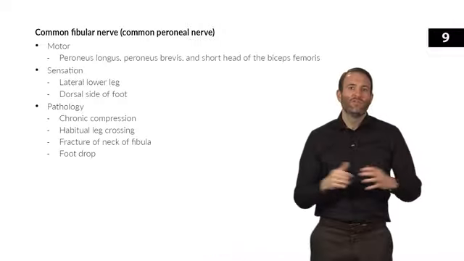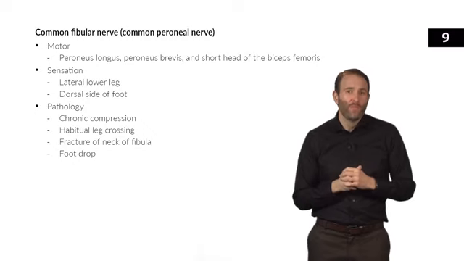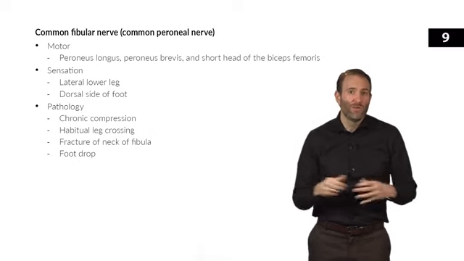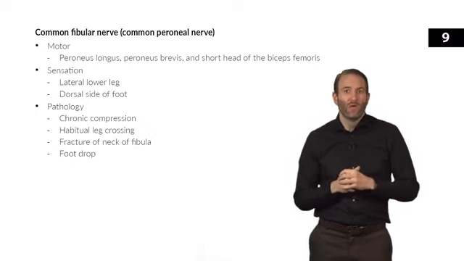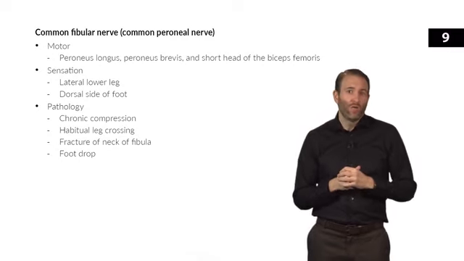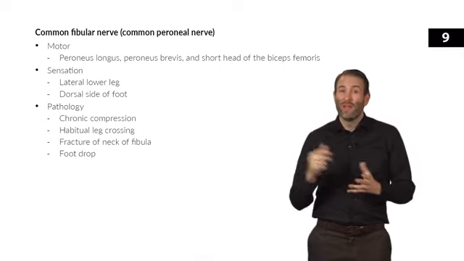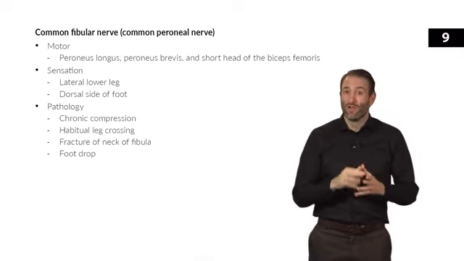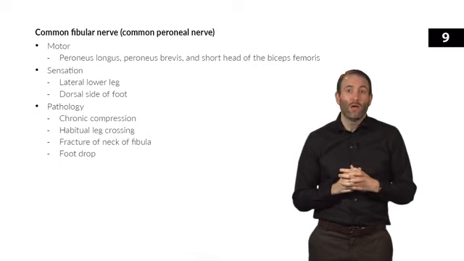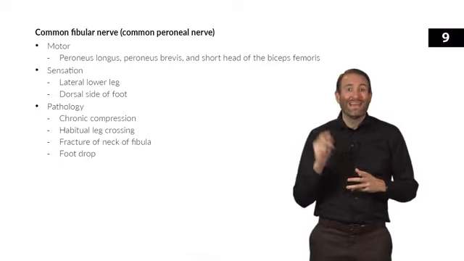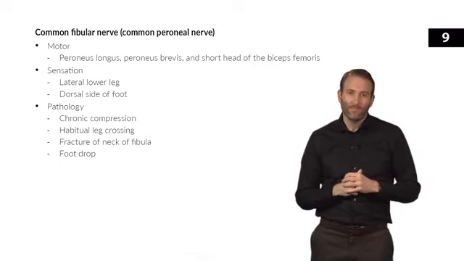Now, damage to this nerve typically results in a foot drop. So you lose dorsiflexion. The patients can kind of drag their foot along when they walk. Patients can get what's called a peroneal neuropathy, where patients will develop problems from chronic compression, like prolonged bed rest, or even just from habitual leg crossing. This can happen as well. It's also commonly injured with a fracture of the neck of the fibula.